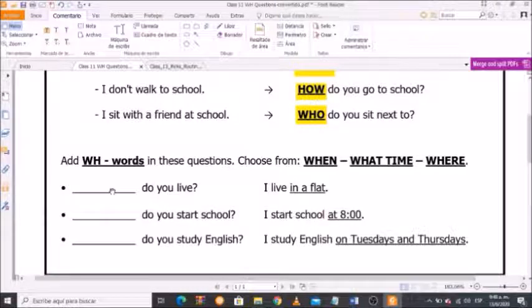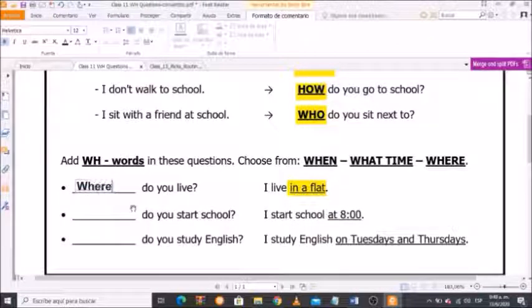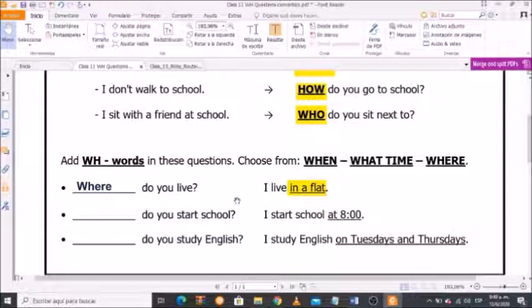So we have, do you live? I live in a flat. So pay attention to this part here, in a flat. What kind of information are we asking? ¿Qué tipo de información queremos saber? Si digo, I live in a flat. Okay, very good. Queremos saber dónde vive esa persona y la respuesta es, I live in a flat. So, we say, where do you live?